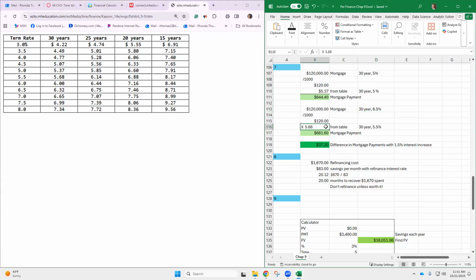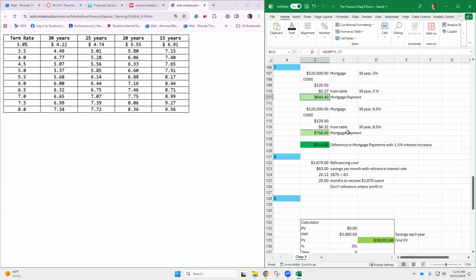All right, and then the other has jumped to 6.5. And then I've got to go get that from the table. 30 years at 6.5. Let's go get that. So 30 years at 6.5 is 6.32 from the table. And then the new mortgage payment will be, with the interest going up, $758.40. So we have two mortgage payments.